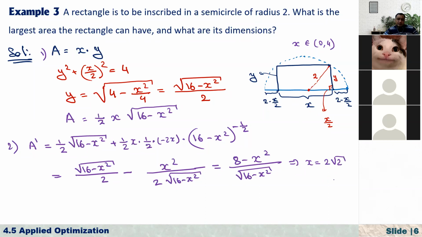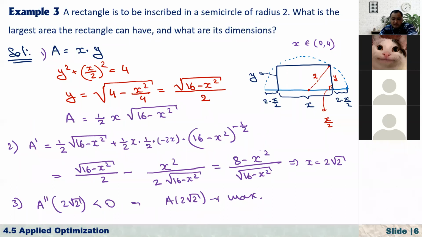Okay. So now guys, if you differentiate this one more time and evaluate this at this value, you will see that the second derivative is less than 0. If you evaluate f double prime of 2 square root of 2, you will see that it will be less than 0. Which means that 2 square root of 2 will be the maximum of this function.